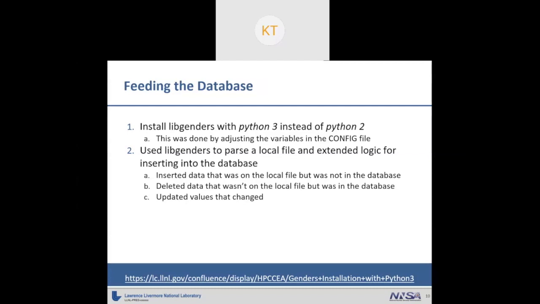In order to change the Python modules so that it was built on the newer version of Python, we inspected the configure file and changed the shell variable Python to successfully install genders with Python 3. We then used the newly installed Python module to query the local genders file and feed it into the database.